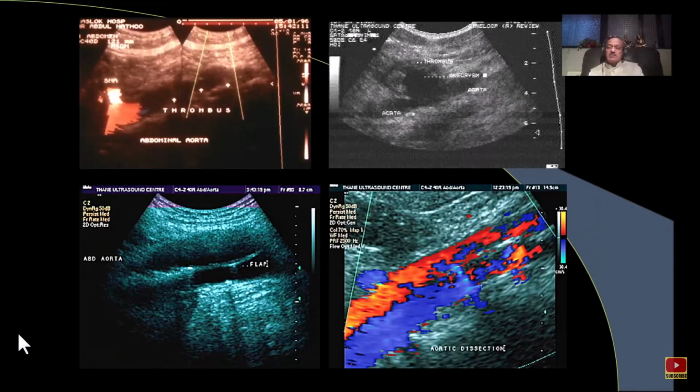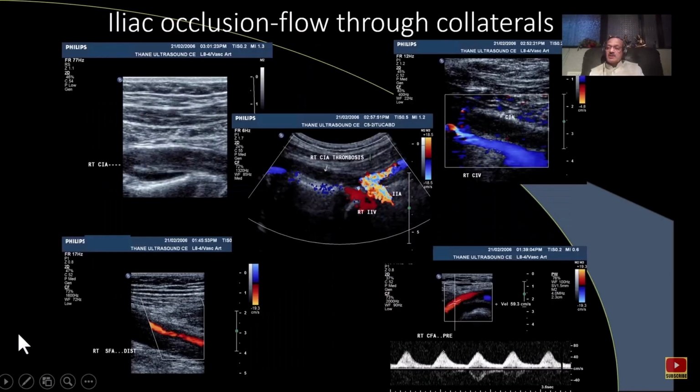Now, why is it important to look at the aorta? Because very often the clues are in the aorta. You can have atherosclerosis, you can have thrombosis, you can have aneurysms, you can have dissections, anything. So if you miss this, then your examination goes haywire.